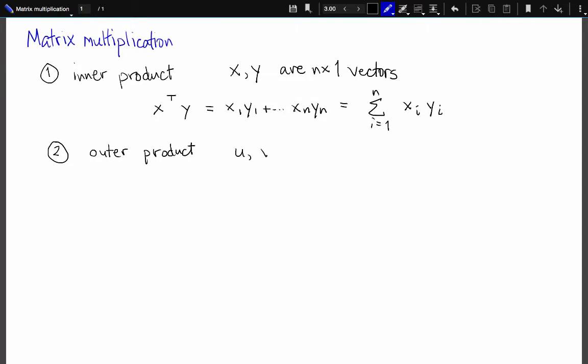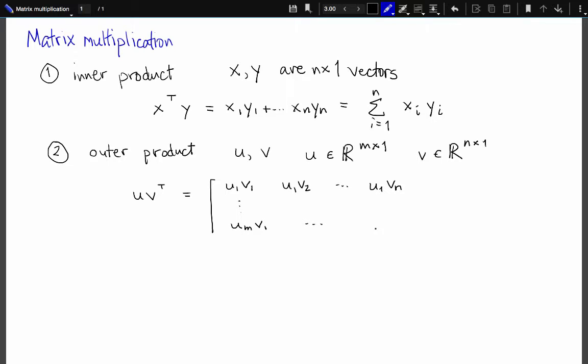The second way we can multiply vectors is an outer product. So here we have two vectors that are not necessarily of the same length. And now the ordering changes. So before we had row times column, now we have column times row. And this is just every possible pairwise multiplication of elements from the two vectors that we have as operands.